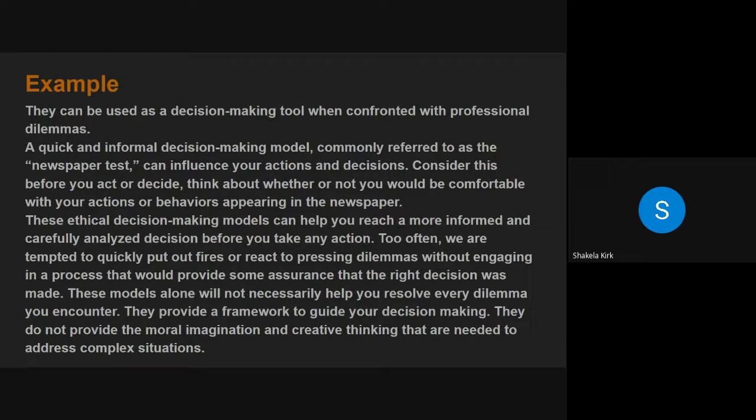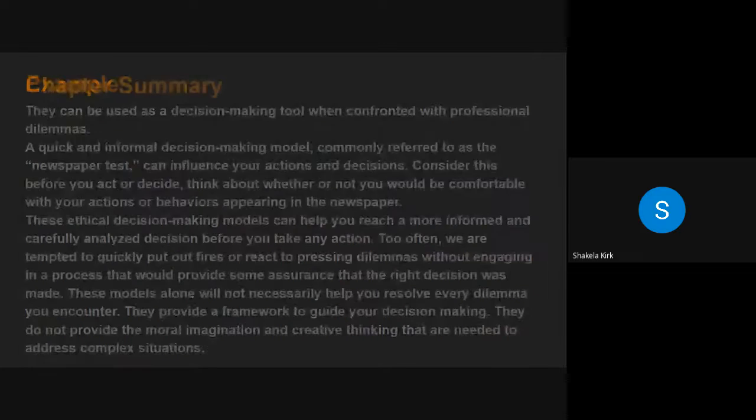Too often, we are tempted to quickly put out fires or react to pressing dilemmas without engaging in a process that would provide some assurance that the right decision was made. These models alone will not necessarily help you resolve every dilemma you encounter. They provide a framework to guide your decision making. They do not provide the moral imagination and creative thinking that are needed to address complex situations.